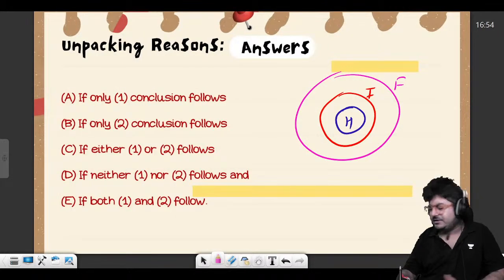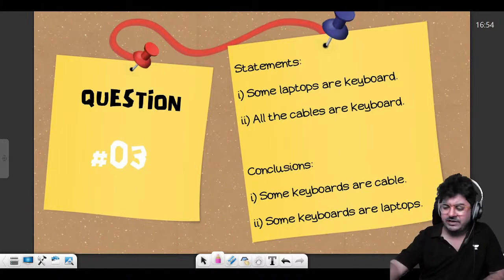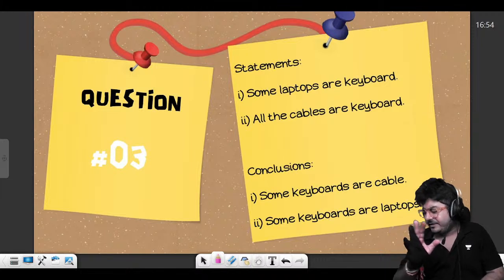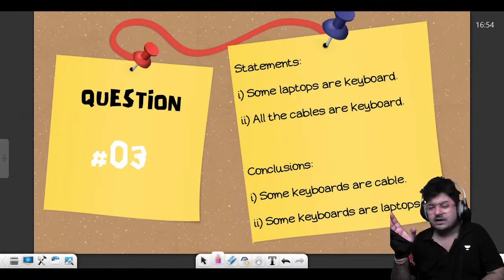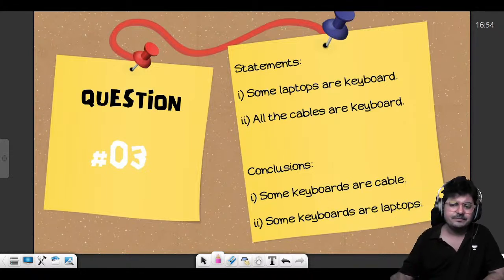See how easy it is. It's all about the statements. If you learn how to draw the correct Venn diagrams, trust me, there is no question you can't solve. I said earlier 95%, but you can even solve 100% of questions.